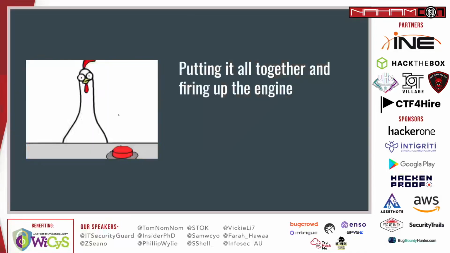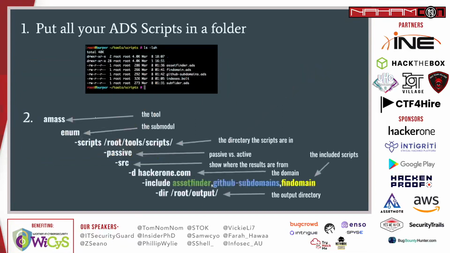But now let's go to the fun part. Let's put this all together and fire up the engine. So the way I'm doing it is the following. I did create four scripts for different subdomain enumeration tools I found on GitHub: Assetfinder, Findomain, GitHub Subdomains, and Subfinder. I've written a script for each of them and put them all together in a folder.